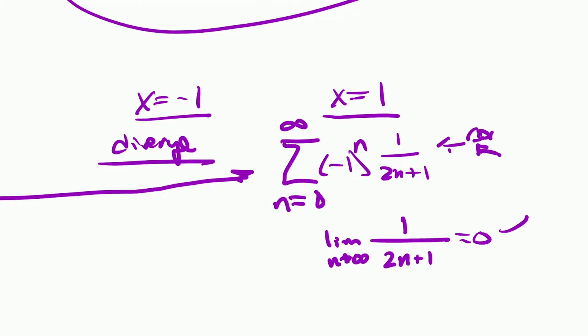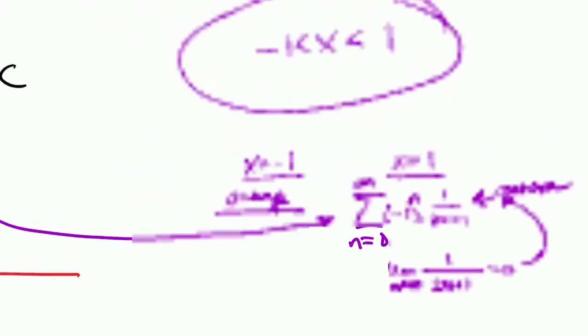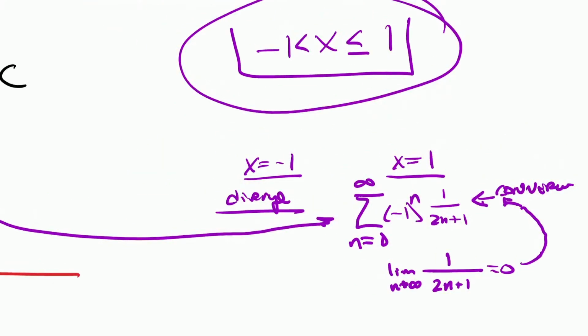This thing converges. My Apple Pencil needs a new nib, maybe. But whatever. So it converges. So that converges at that side. So this is now the interval of convergence, interestingly.